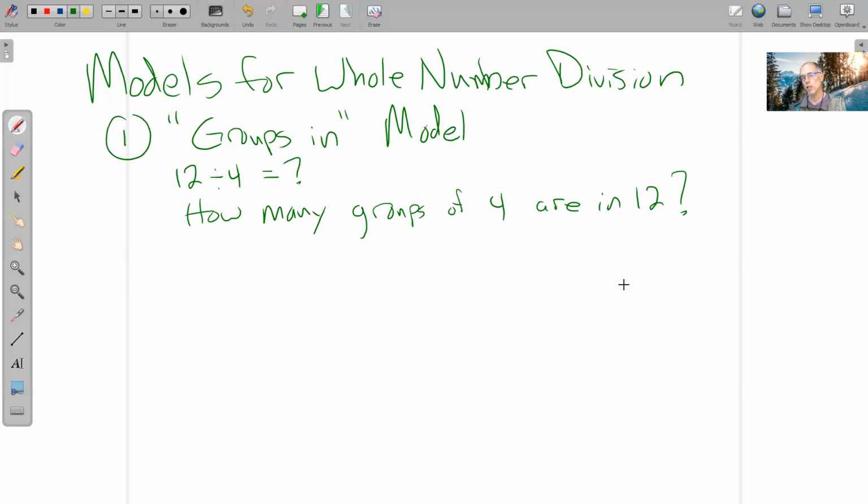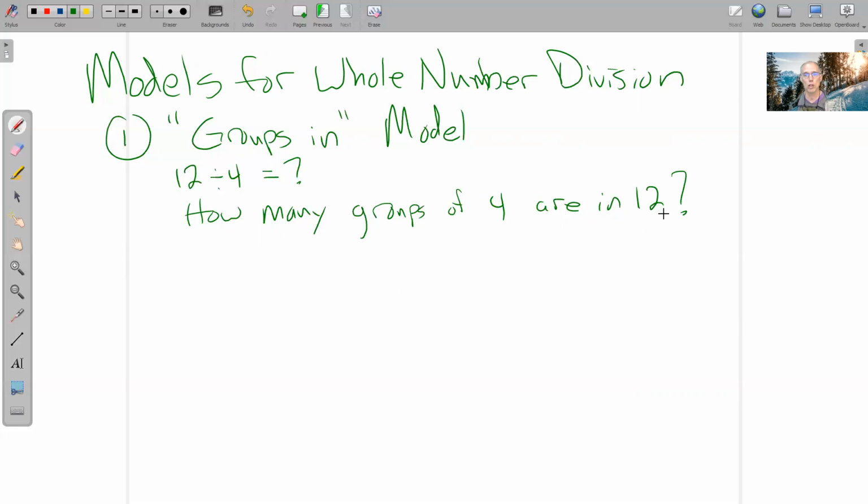So if somebody says, well, what does division mean? I would say, well, division means groups in. So if you see something like 12 divided by 4, it means how many groups of the second number are in the first number. So how many groups of 4 are in 12? And we can grab some toys or fingers or cherries or whatever and figure that out, okay?